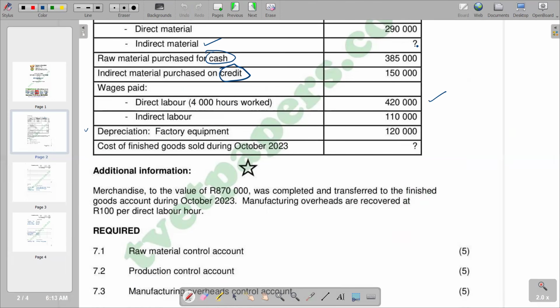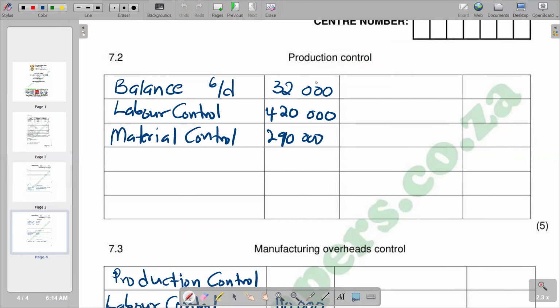It reads merchandise to the value of 870,000 was completed and transferred to the finished goods account. It was transferred to the finished goods account. So we can take note of that. So basically, if it was transferred to the finished goods account, it means the finished goods account is going to be debited with 870,000. So we credit production control, we debit finished goods. So we go to production control to finished goods.